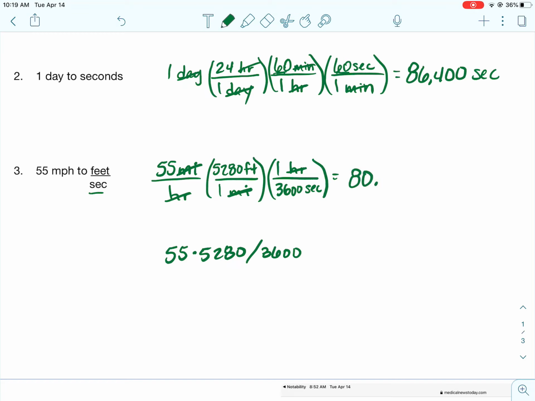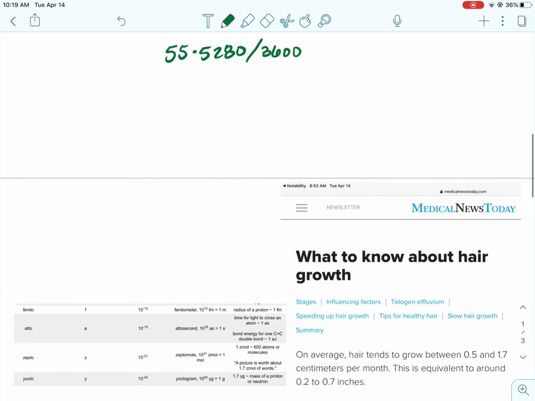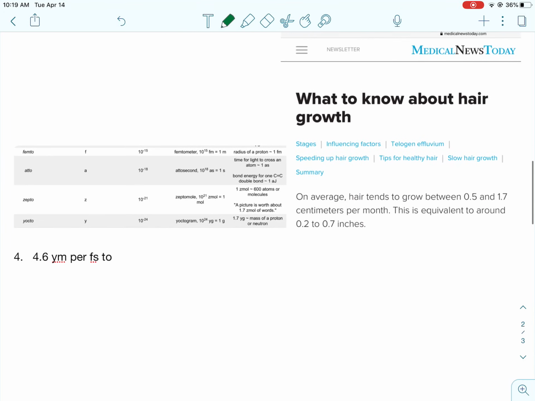So we would do 55 times 5,280 divided by 3,600. Right? And then that's going to give you approximately 80.667. And then I do want you to write your units. So your units is what's left over in your problem. On the numerator, we have feet. In the denominator, we have seconds. So that's feet per second, which is what we wanted.